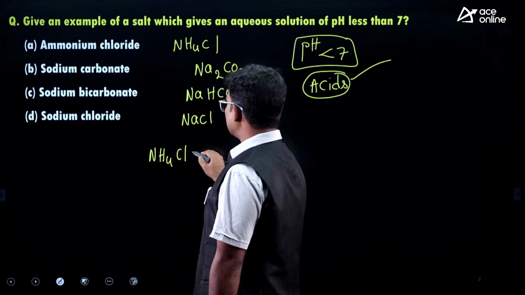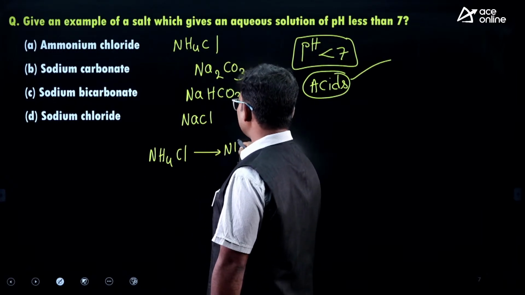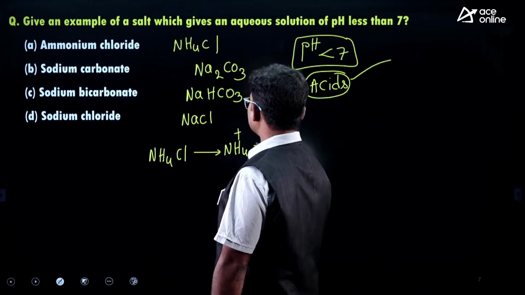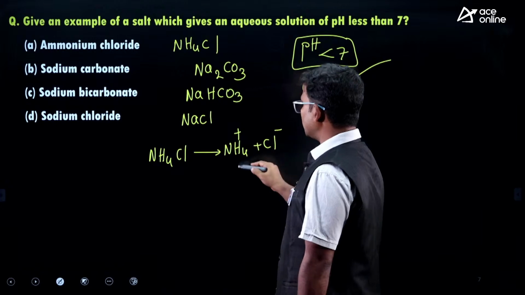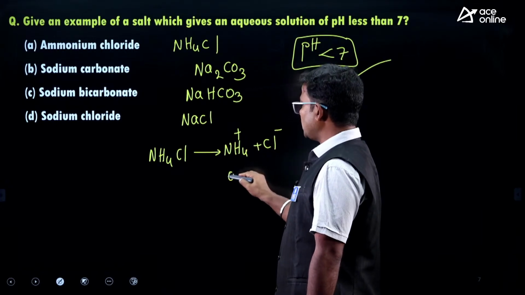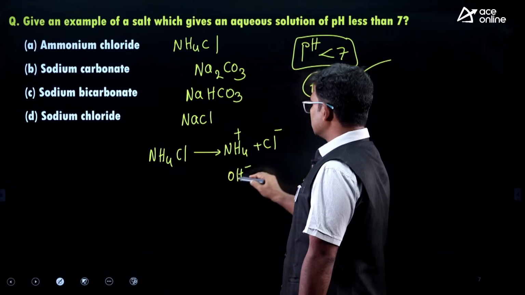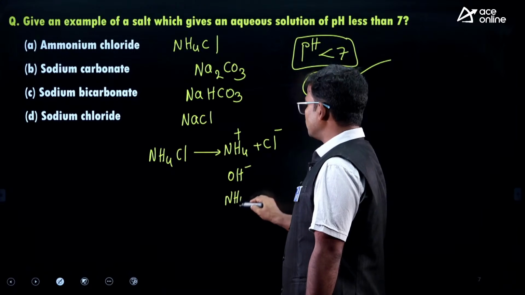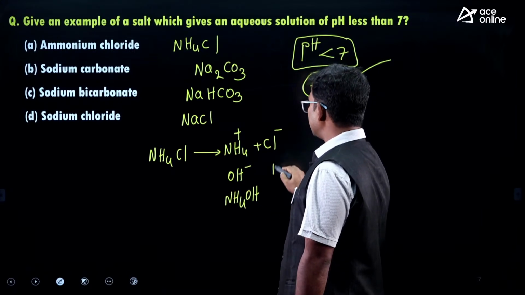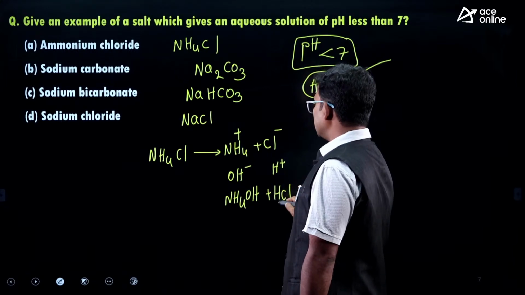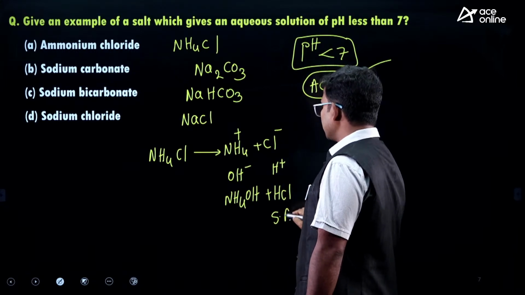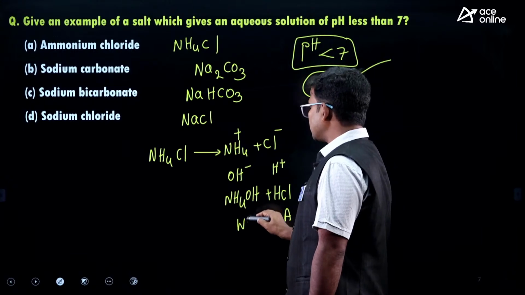If it is dissociated, then we get mostly NH4 plus and Cl minus. This is the cation, right? And this one is the anion. So NH4 plus, if you add hydroxide ions, what do we get? NH4OH. Next, if you add H plus ions, here what we get? HCl. Actually HCl is a strong acid and NH4OH is a weak base.